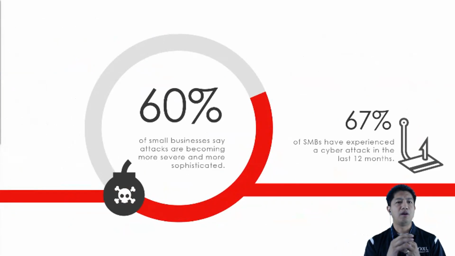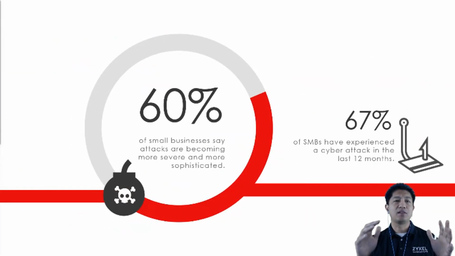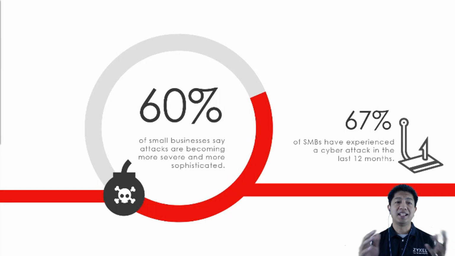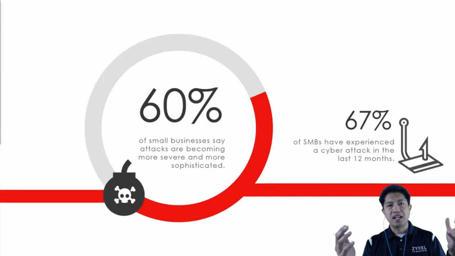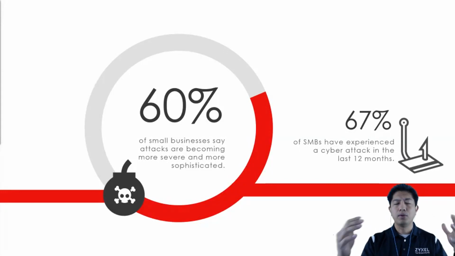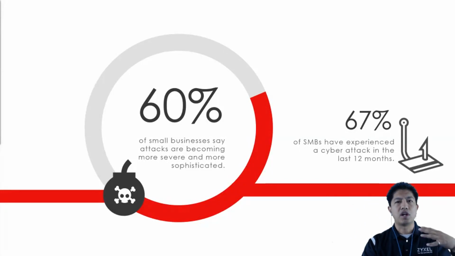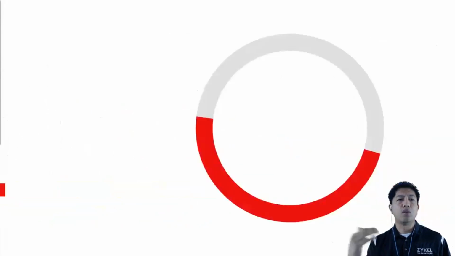60% of small businesses say that attacks are becoming more severe and more sophisticated. And 67% of SMBs have experienced some sort of cyber attack in the last 12 months. So that just means that people are vulnerable. And of course, with more severe and sophisticated attacks, don't you think we need to consider more sophisticated defense mechanisms, right? We need to improve the way that we're protecting these networks because the threats are getting more and more complex. You can't just use something simple to block something that's very sophisticated. You're going to get infiltrated.